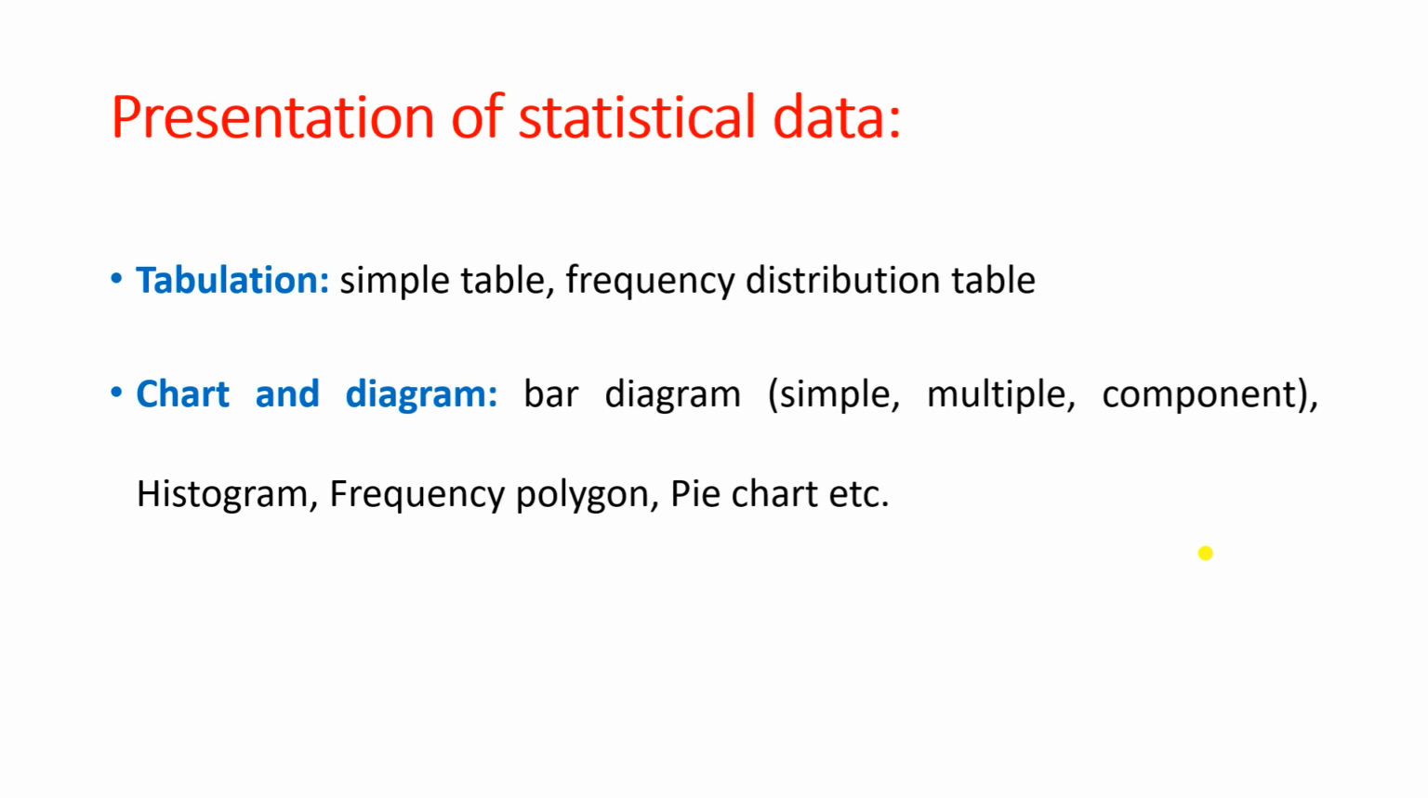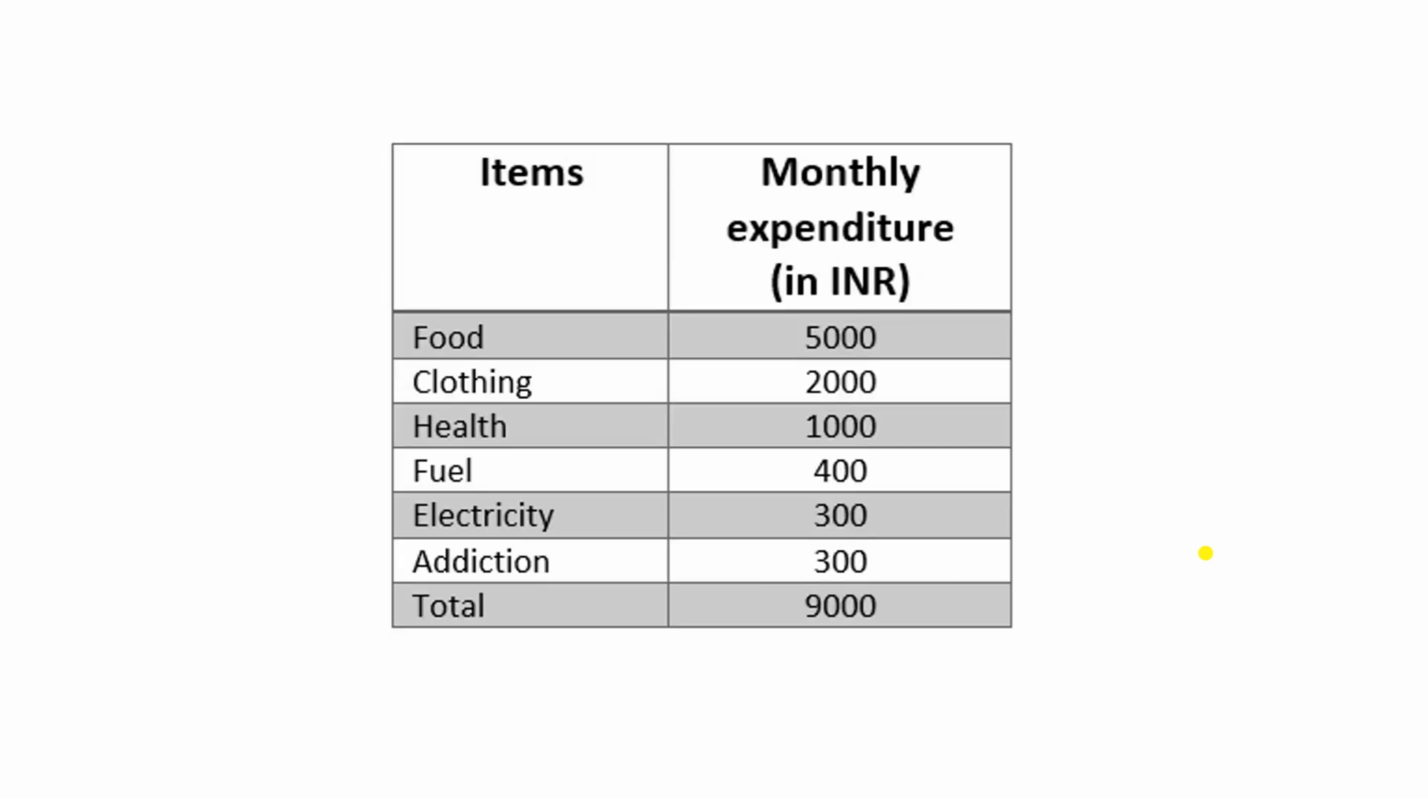But again, I am not going into the details of how to prepare them. Okay. So, this is a simple table showing the monthly expenditure of any random family. So, you can see these are the different items on which the family spends.